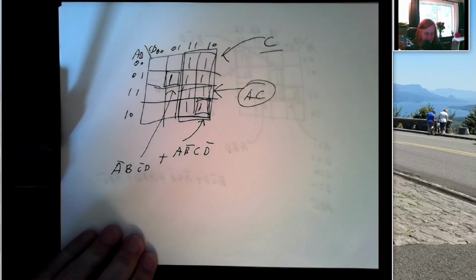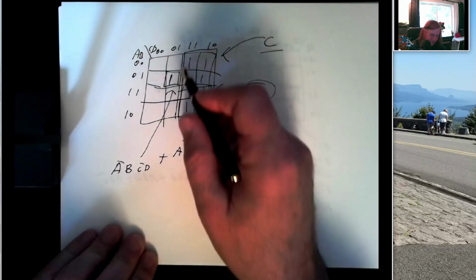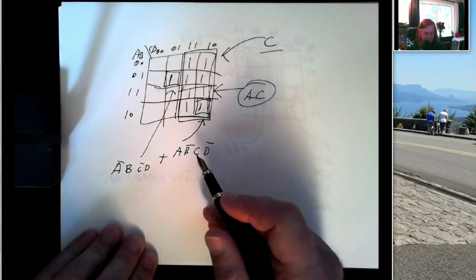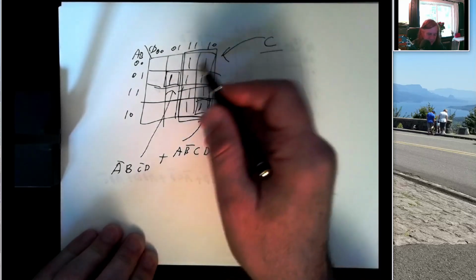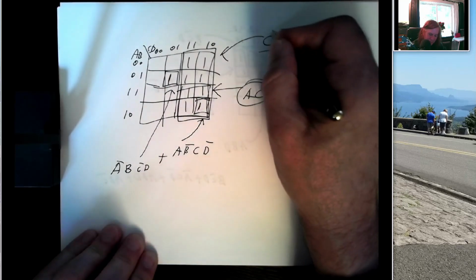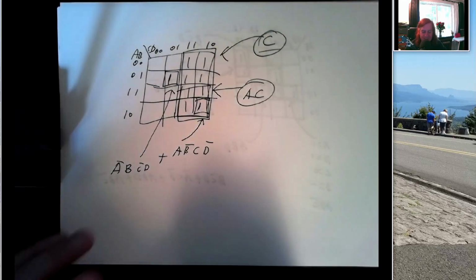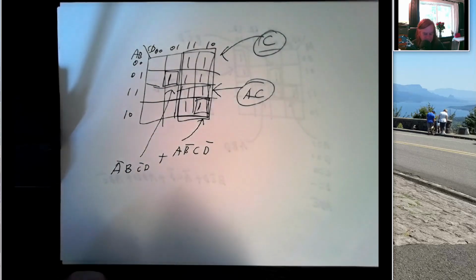And that makes sense, right? If C is 0, then we're in one of these squares, which is not covered by this rectangle. If C is 1, we're in one of these 8 squares, all of which we want to have an output value of 1. So C is the product term, single variable, corresponding to those 8 ones.